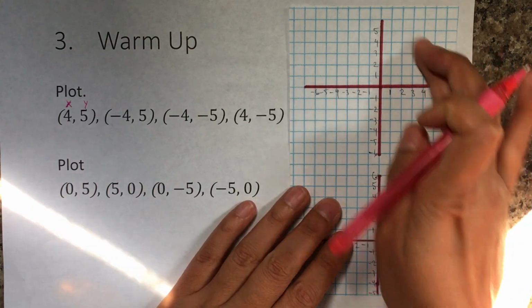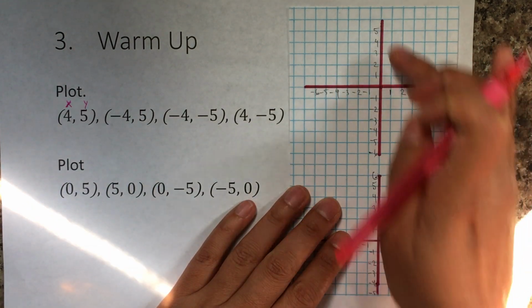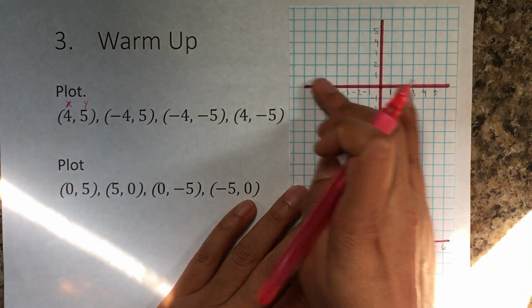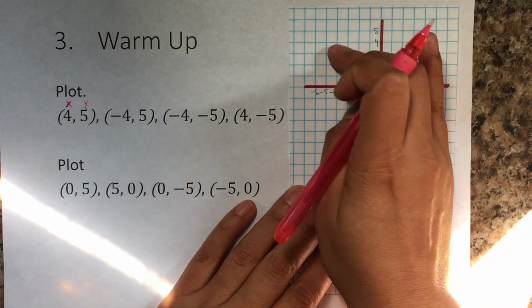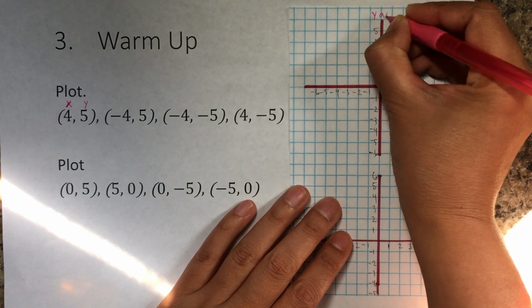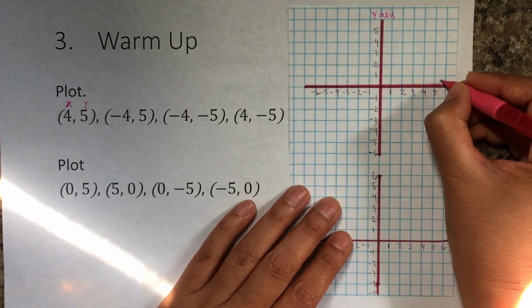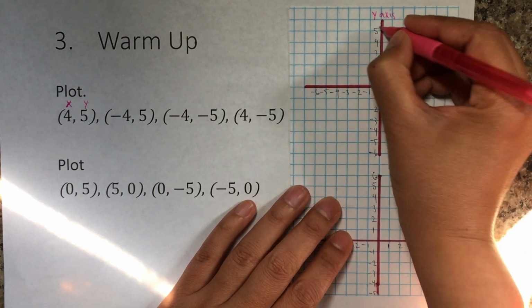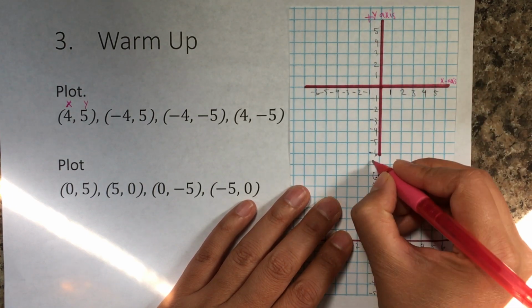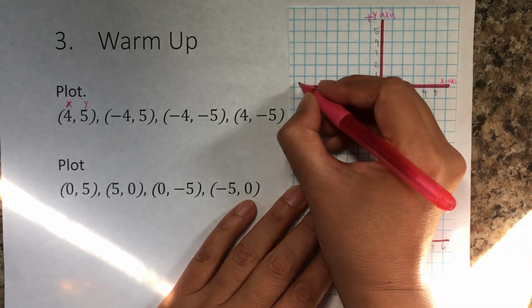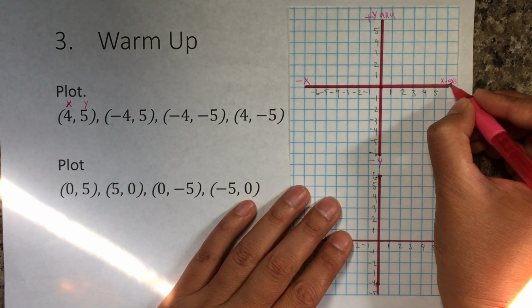And so the coordinate plane is divided by the y-axis and the x-axis into 4 quadrants. So this is the y-axis, this is the x-axis, and this is always positive and this is always negative. So positive y, negative x, positive x.